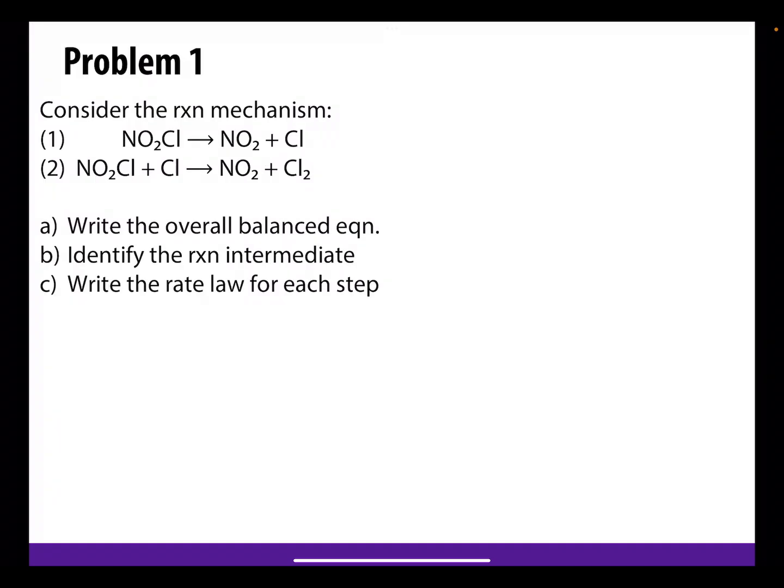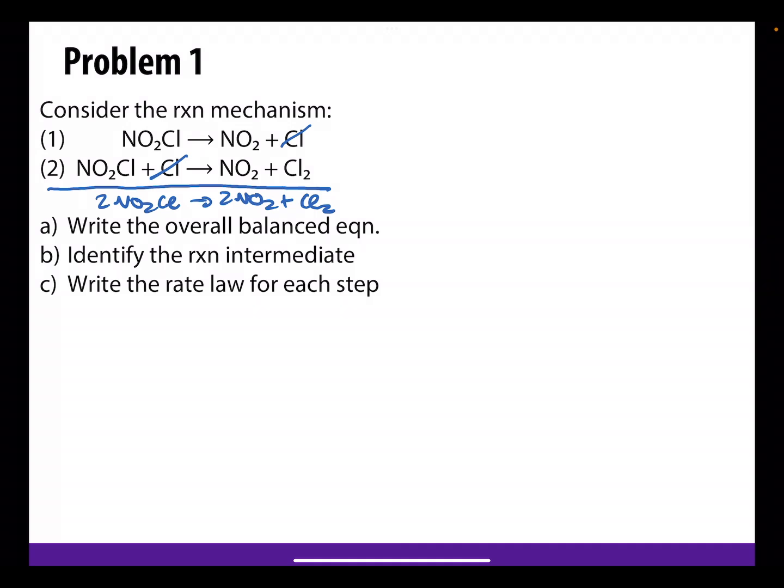Okay, let's do our first example problem. We've got a reaction mechanism and want to answer the following questions about it. Okay, so A, write the overall balanced equation. This is that step where we add the individual steps. So if I look at this reaction mechanism, I have NO2Cl goes to NO2 plus Cl. If I look here, I've got a Cl being produced, and in step 2, a Cl being consumed. So my overall reaction, when I cancel that out, is 2NO2Cl goes to 2NO2 plus Cl2. That's the overall balanced reaction.